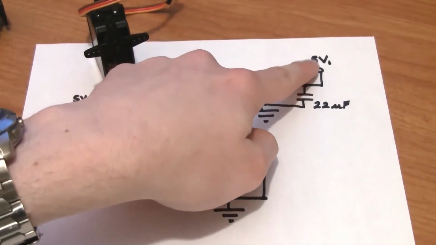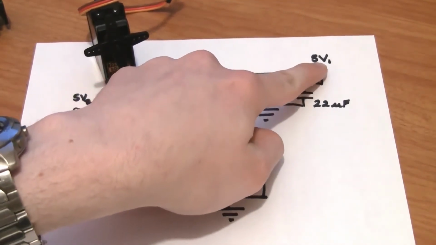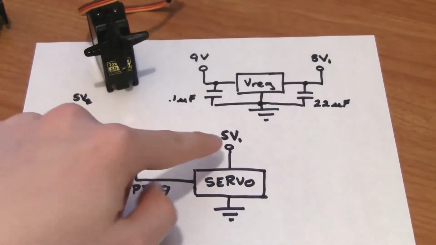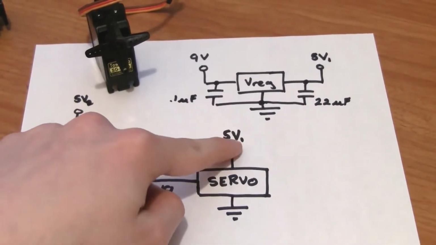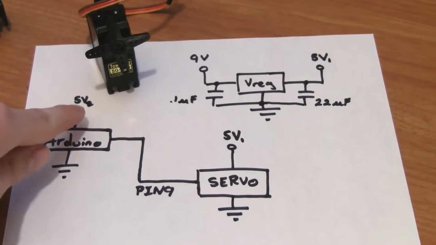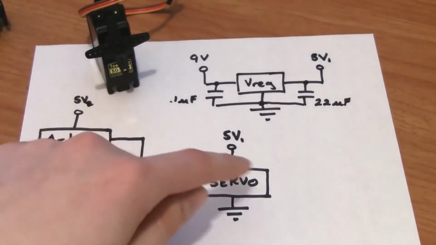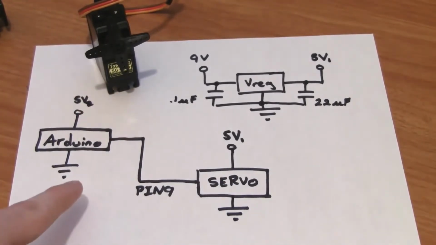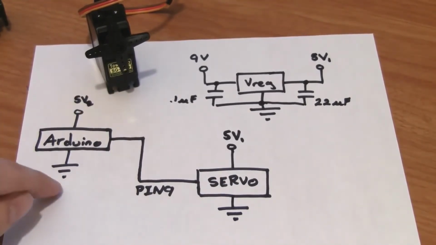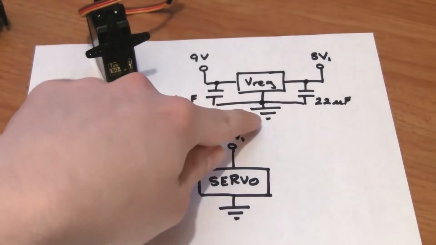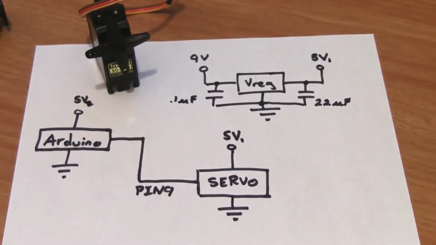Here I have 5 volts, and I'm calling this 5-volt rail number 1. You can see the little subscript 1 there. That same 5-volt rail is the one that connects to the servo. Over here, I have a separated 5-volt rail for the Arduino that it's running on. Note that the 5-volt rails should not be connected together. However, all grounds in a circuit should be connected together. Everything with the ground symbol in the schematic should be wired together at some point.